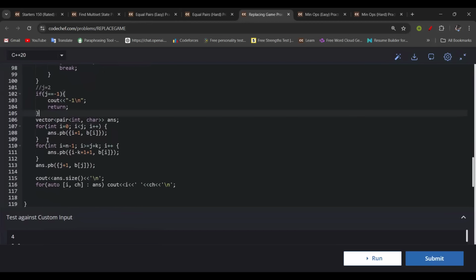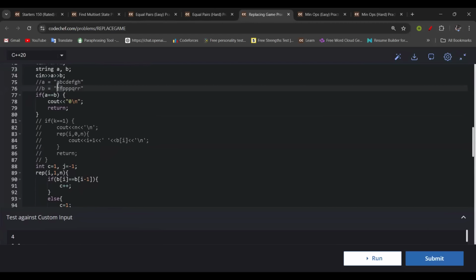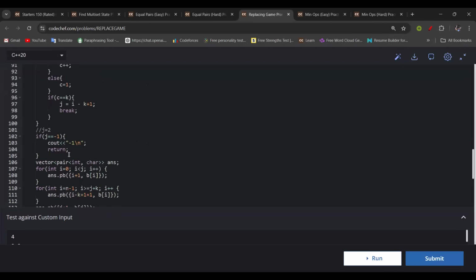Now, once we have found this, I would initialize my answer vector. And then for the left part, for C and F, I would run a loop. I would first try to get a C here. To get a C here, I can always do an operation of length 3. So I would replace the first 3 characters by C, C, C. This would be my first operation on the first index.